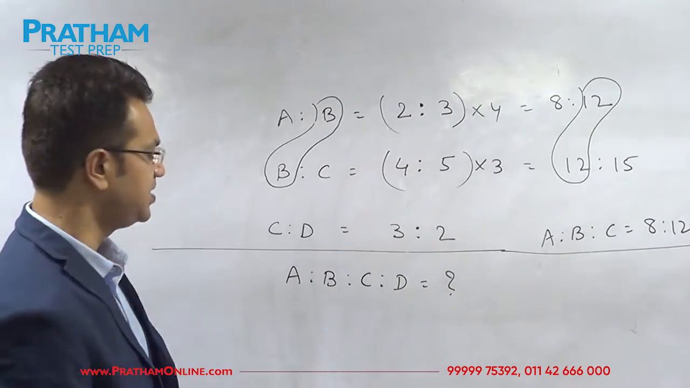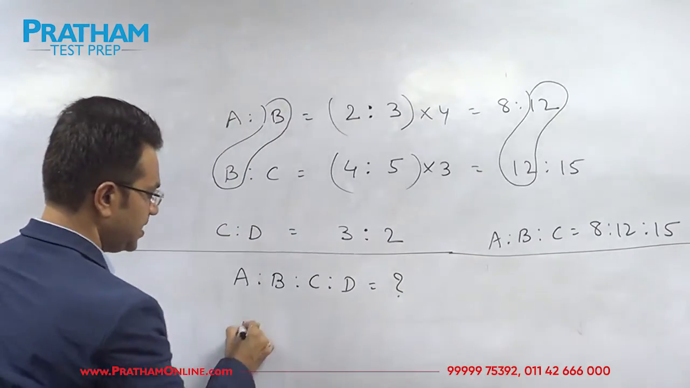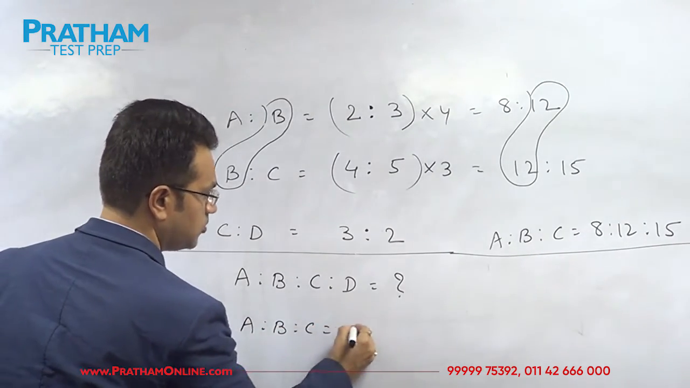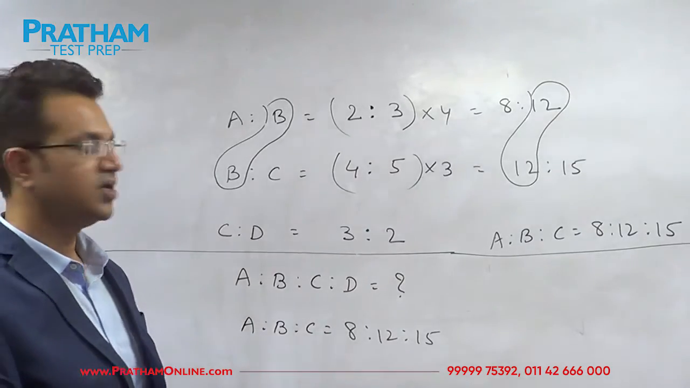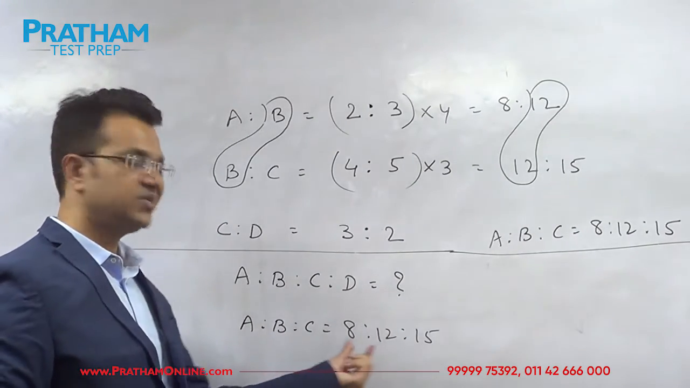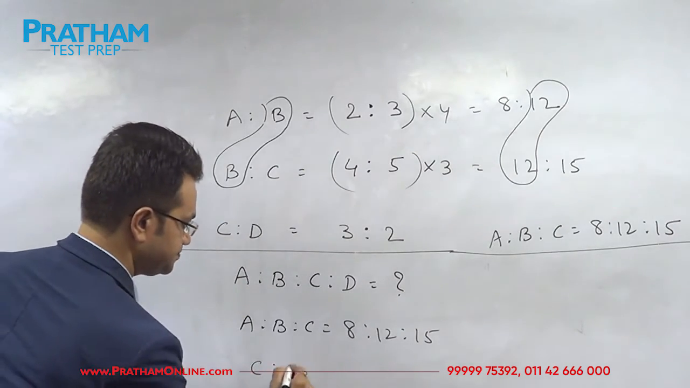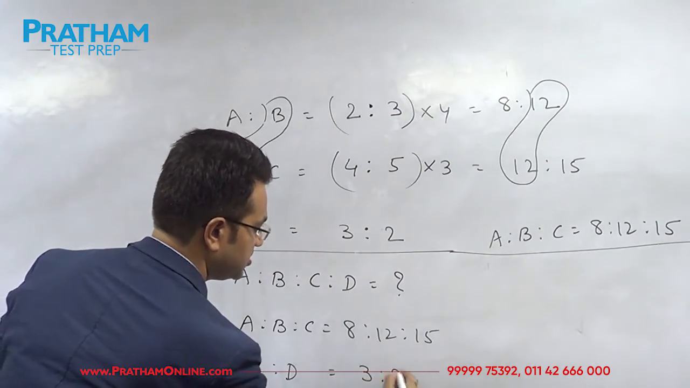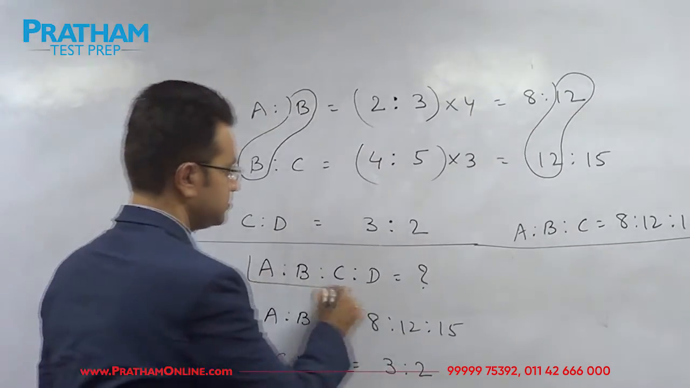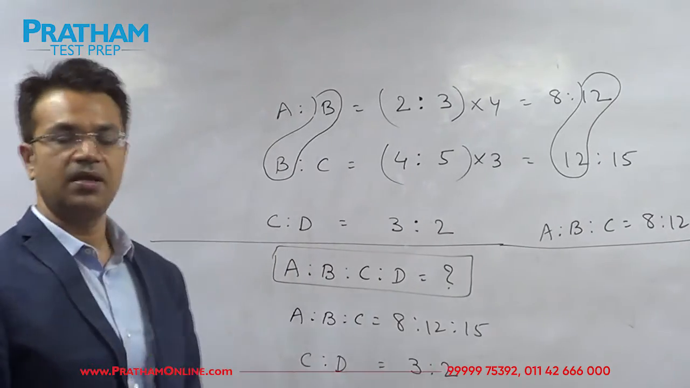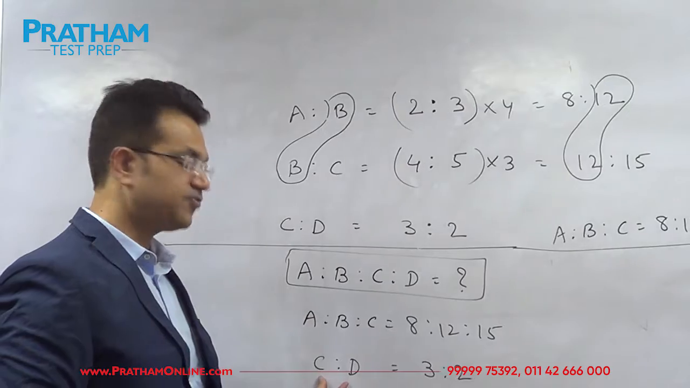The same approach will apply over here. We know very well from the last video that A is to B is to C was 8 is to 12 is to 15. We have already found it out. Now here comes C is to D, which is 3 is to 2. Now we are interested in finding this one. The same approach goes in this case as well. Here there are three quantities, and here we have two quantities.